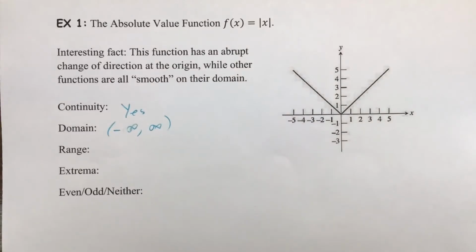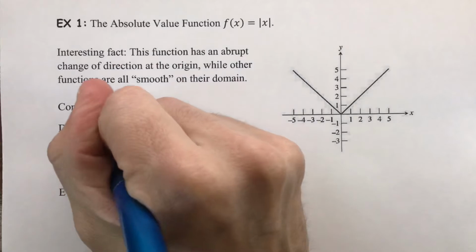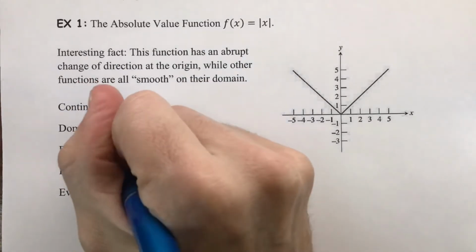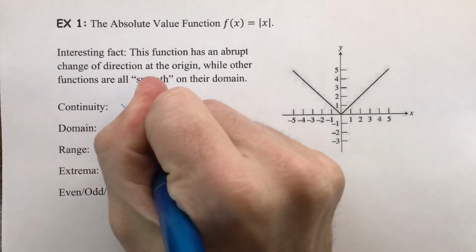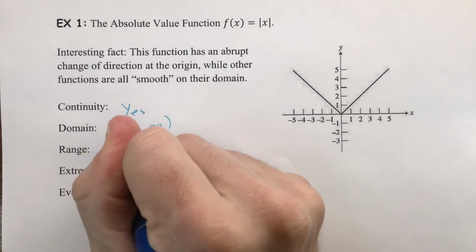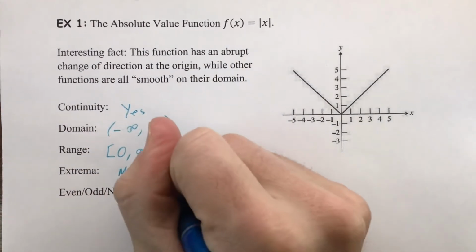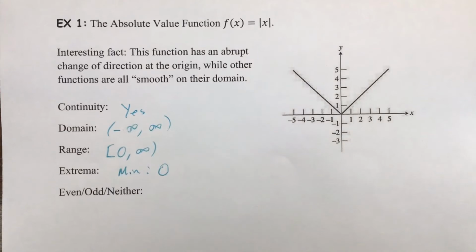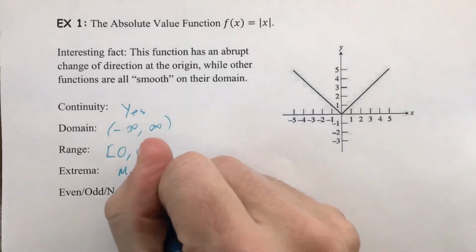The range is going to be bounded below. It does exist at 0, 0, so we're going to use a bracket. We have 0, and it goes up to infinity. Extrema, yes it does. It does have an extrema here. It has a minimum at 0. Is it even, odd, or neither? This is definitely even. It is reflective across the y-axis.